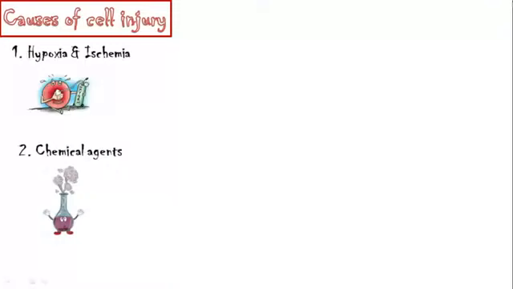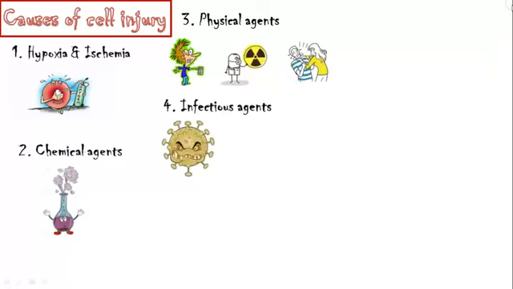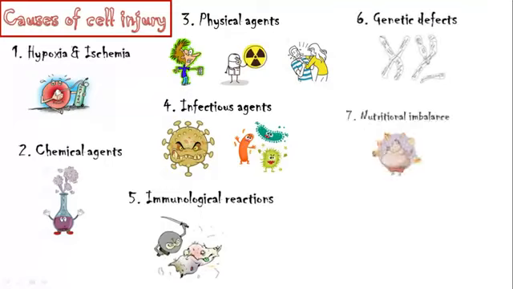Causes of cell injury include hypoxia and ischemia, chemical agents, physical agents like electric shock, radiation and mechanical trauma, infectious agents like viruses and bacteria, immunological reactions like autoimmune diseases, genetic defects, nutritional imbalance and aging.